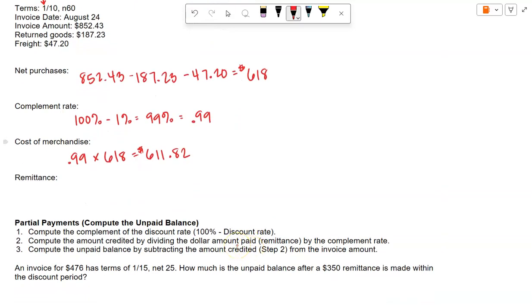Now the remittance amount is the merchandise cost plus the freight cost. And this gives me $659.02.